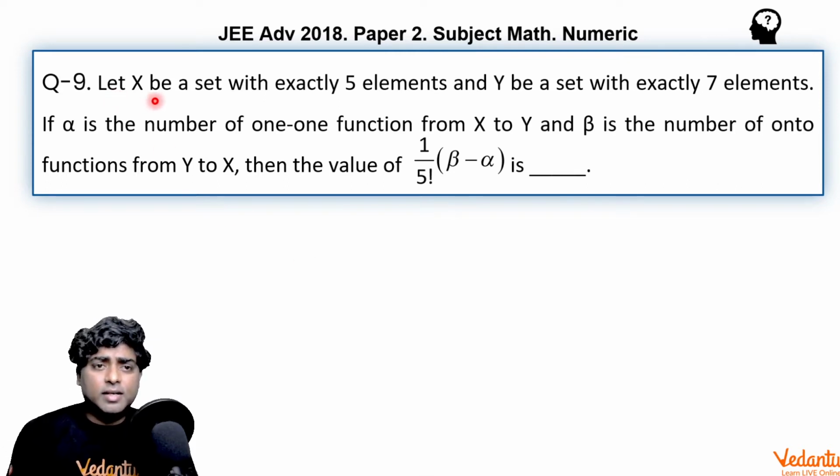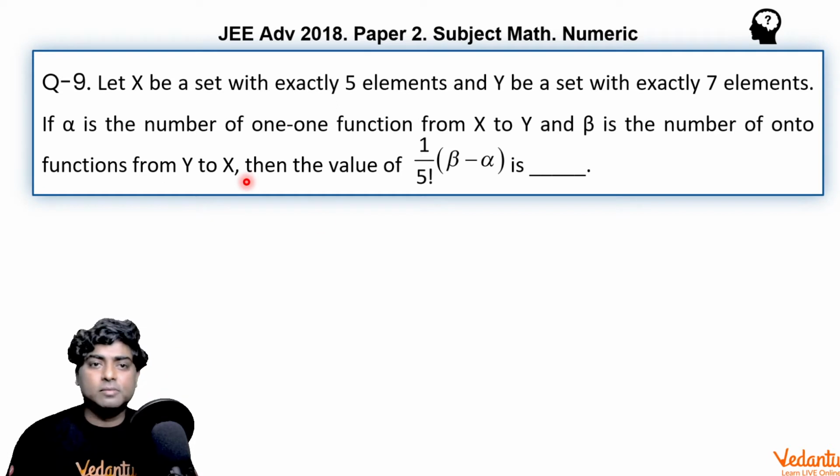It says let capital X be the set with exactly 5 elements and capital Y be a set of exactly 7 elements. In set X there are 5 elements, in set Y there are 7 elements. If alpha is the number of one-one functions from the set X to set Y and beta represents the number of onto functions from Y to X.